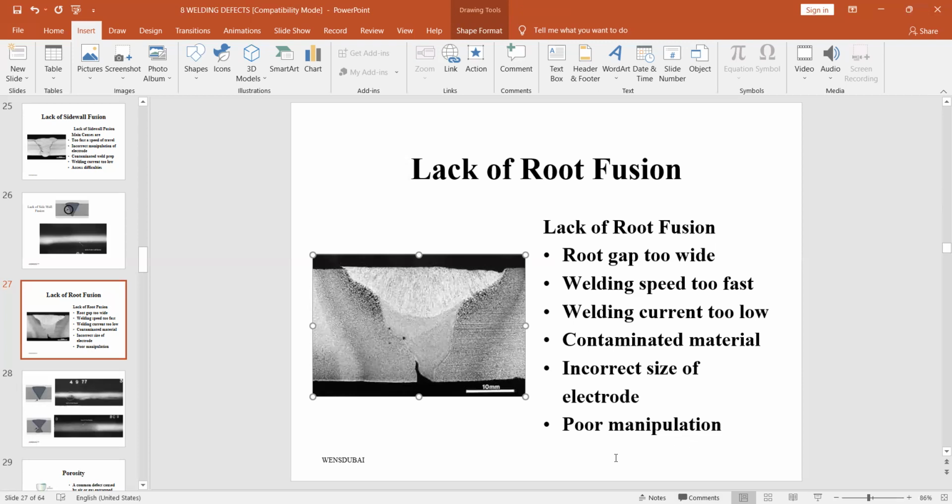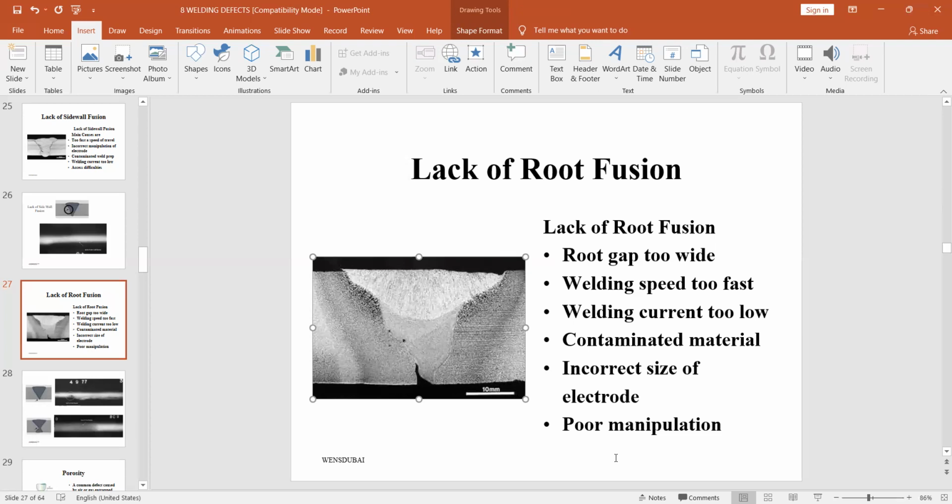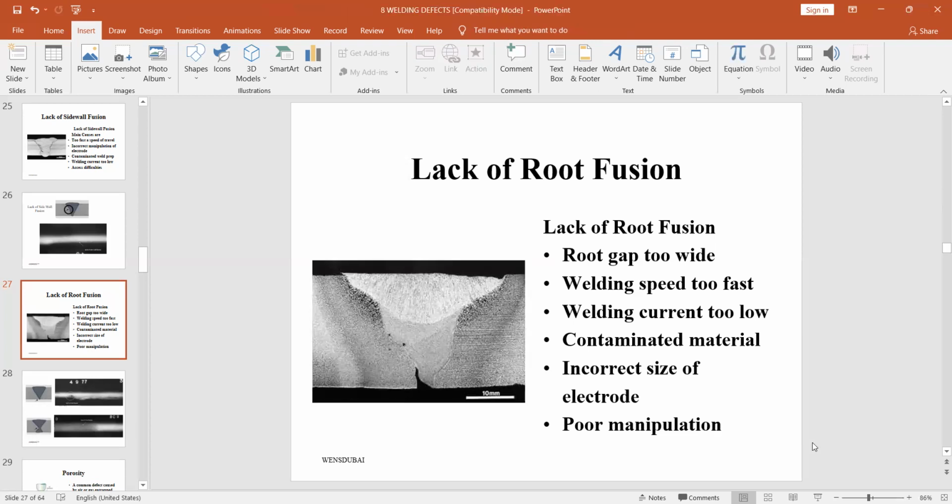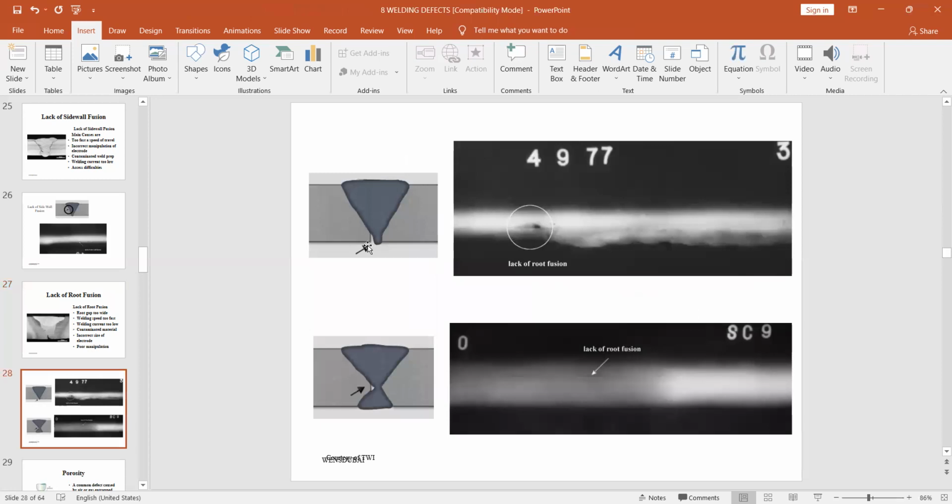So these are some of the reasons, cause for that. And here you see, this is the lack of root fusion, and the image you will get like this in radiography. See, this is the image here, you will get like this here. The line is given, straight line is there. So that is lack of root fusion.